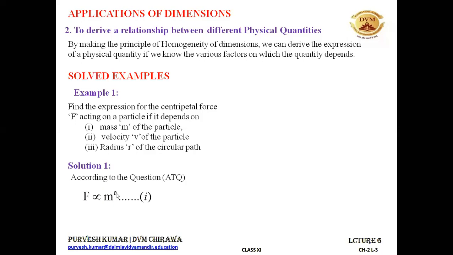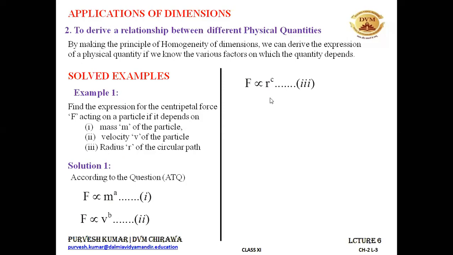Again, we know that F depends on V. So F is proportional to V to the power B. Force is proportional to velocity, but we don't know how it is proportional to velocity, so we have written its power as B. We need to find this A, B, and C, whatever we are using. Also, F is proportional to radius, that is the third factor. So we have written F proportional to R to the power C.